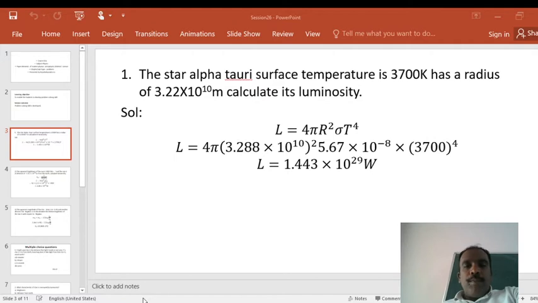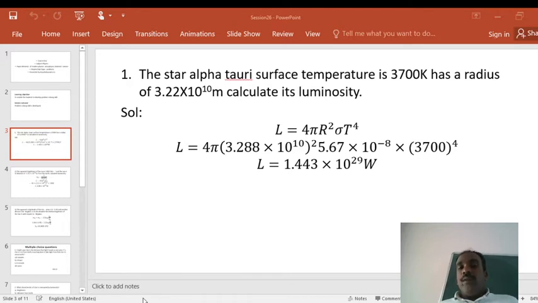Now first problem: the star Alpha Tauri has surface temperature 3700 Kelvin and radius 3.22 into 10 raised to 10 meter. Calculate its luminosity. First, read the problem properly. Write down the surface temperature, 3700 Kelvin. T is given and radius is given, R is equal to 3.22 into 10 raised to 10 meter. Unit is also very important.